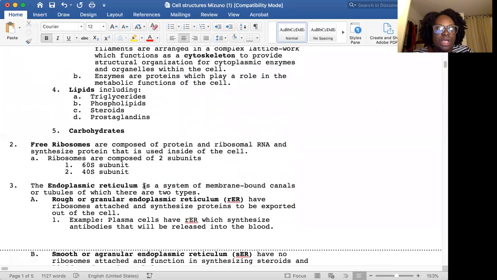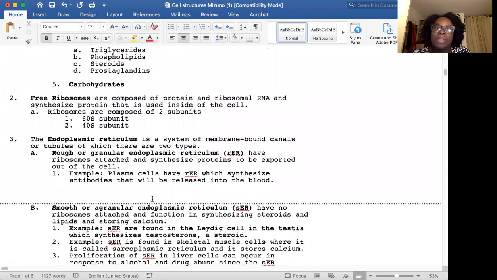Free ribosomes are composed of protein and ribosomal RNA, and they synthesize protein that is used inside the cell. Ribosomes are composed of, okay, this is very important, two subunits, the 60S subunit and the 40S subunit.